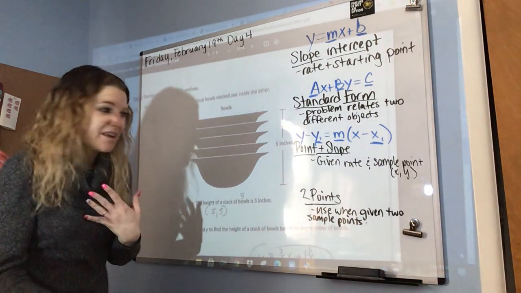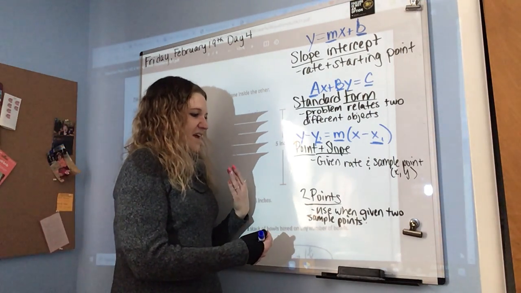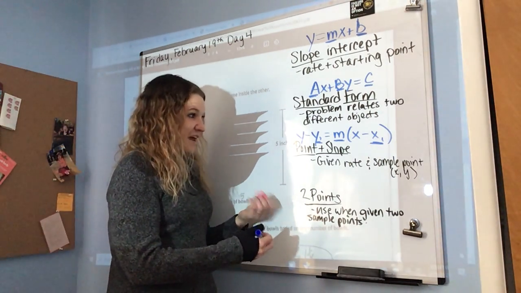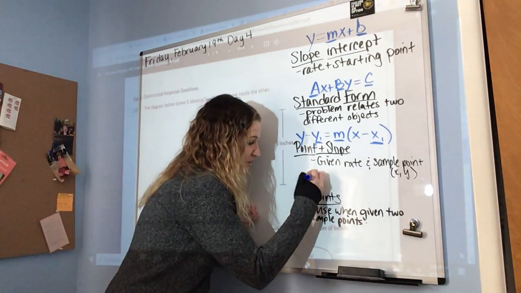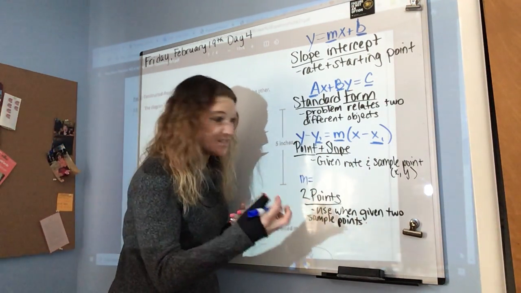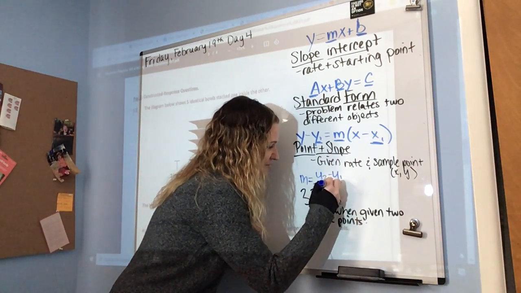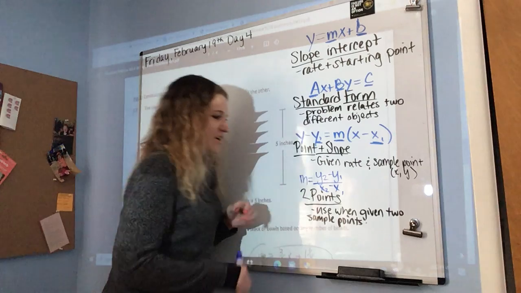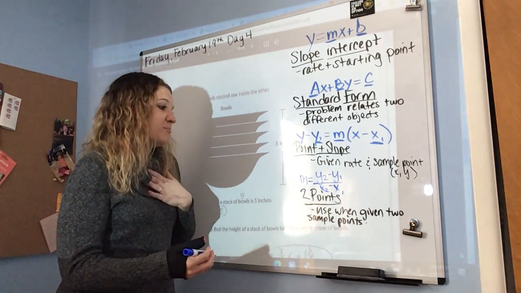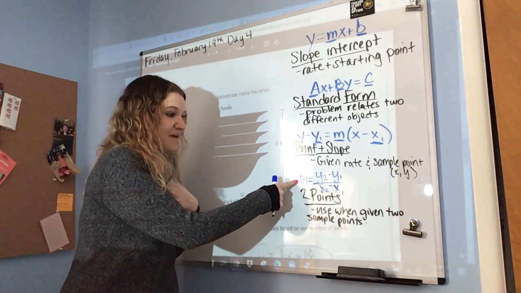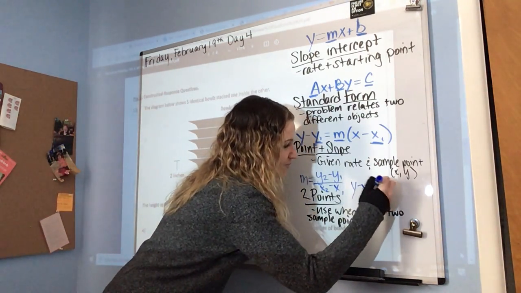The last one is two points. I don't have an exact formula for this, but I have a couple. Whenever you're given two points, you're going to need your slope formula, because you have to solve for that yourself, which is a little bit different than the other forms. That's y2 minus y1 over x2 minus x1. And then typically I would plug the m and either one of your points into point-slope form.